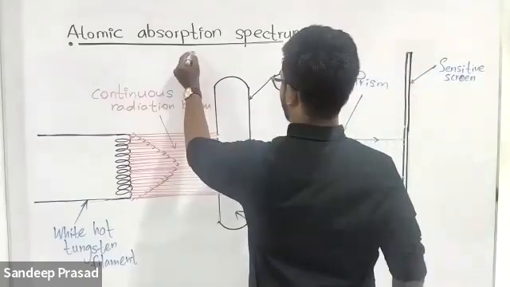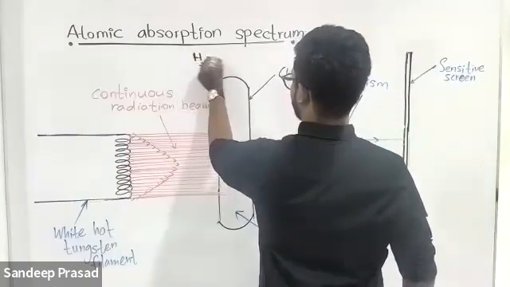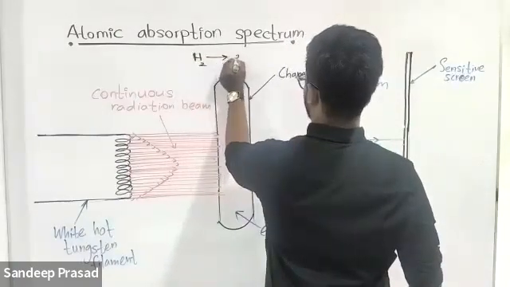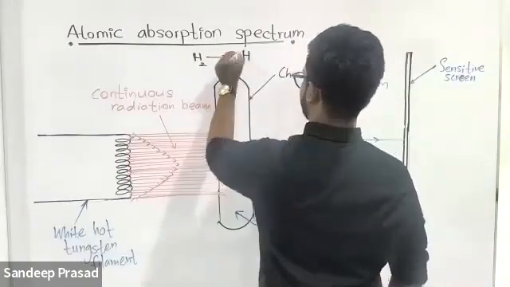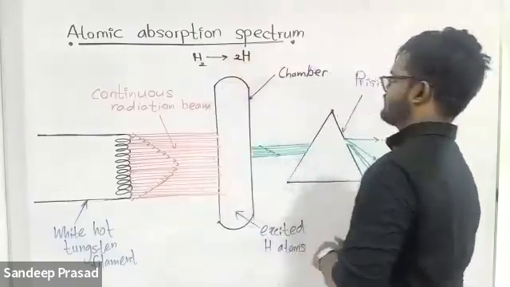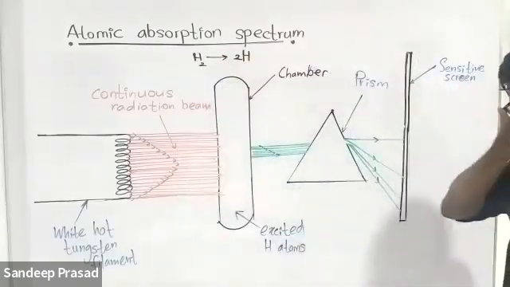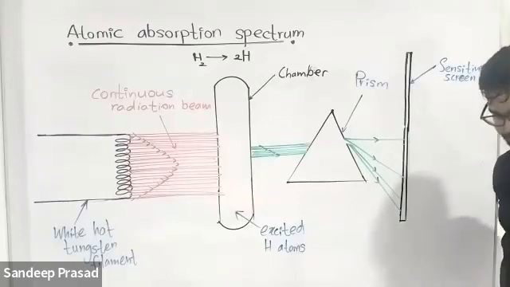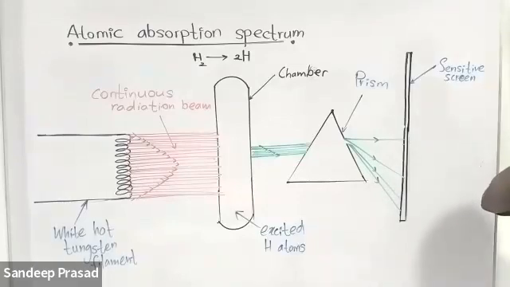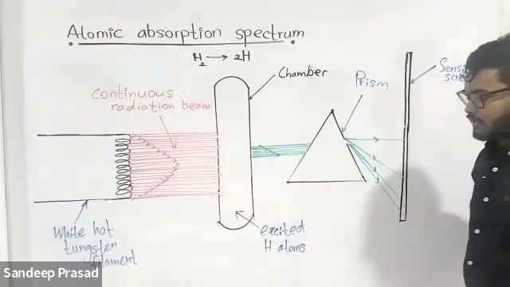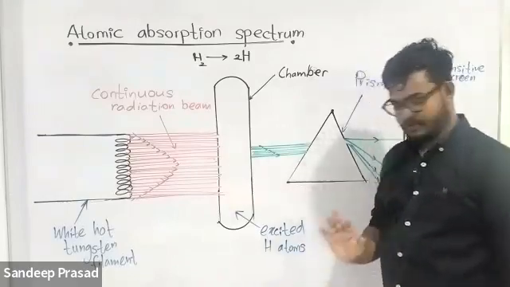Inside the chamber, we have hydrogen molecules. And hydrogen molecules are going to separate into hydrogen atoms. And then hydrogen atoms can absorb the energy, right? Okay, now this is the diagram we have to draw under the practical. Now students, try to understand what's happening here.